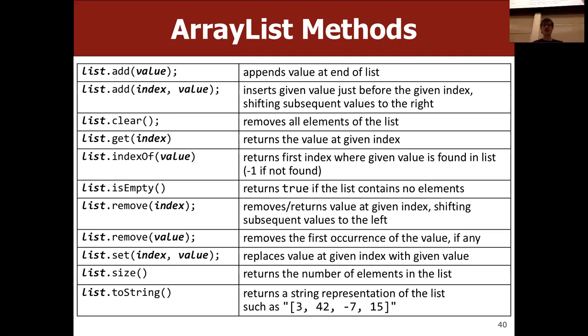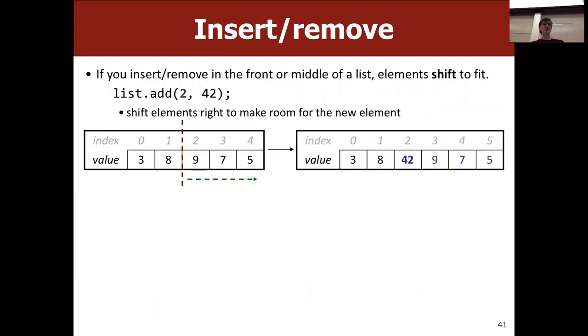One note I want to make about adding and splicing in the middle is that if you insert or remove in the front or middle of the list, the elements will shift to accommodate the new size. So it doesn't zero it out, it just removes it and shifts everything else down. If you add the number 42 at index 2, for example, it's going to splice it in, and everything else to the right of that, the 9 and the 7 and the 5, are going to shift to the right. So it grows to accommodate it.